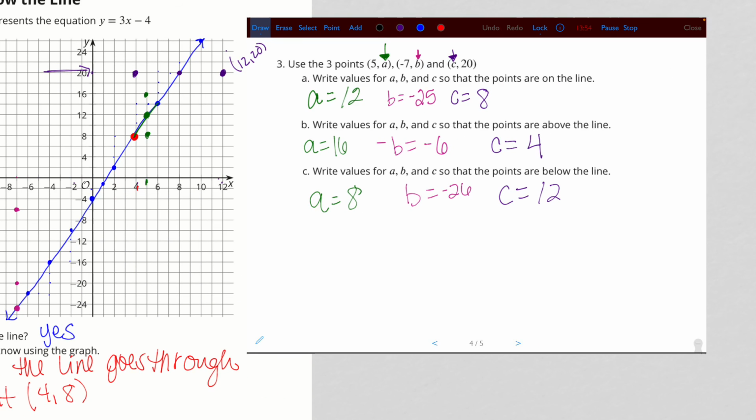Okay, so this is just the introduction to this. And tomorrow we will go into more depth on this and get more into graphing.